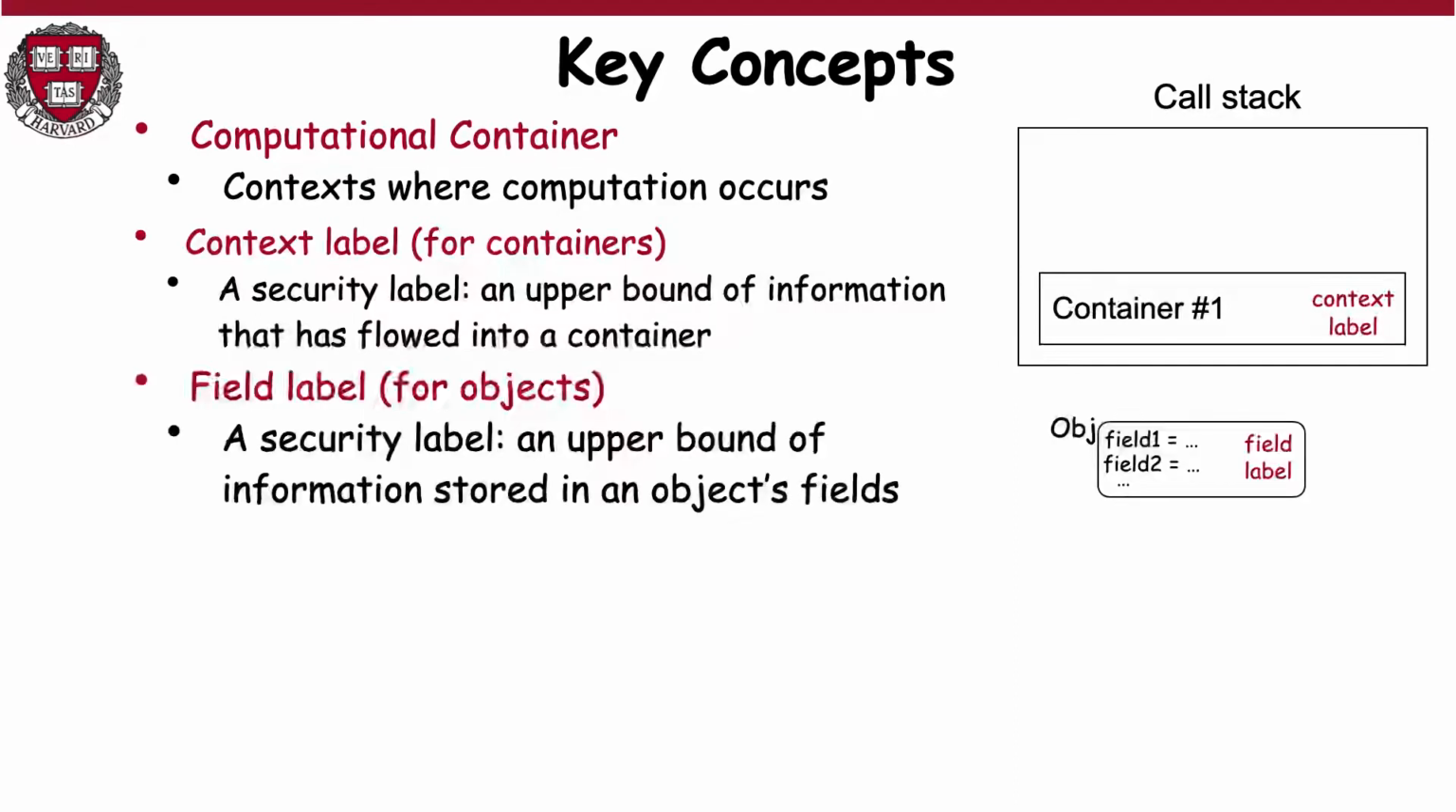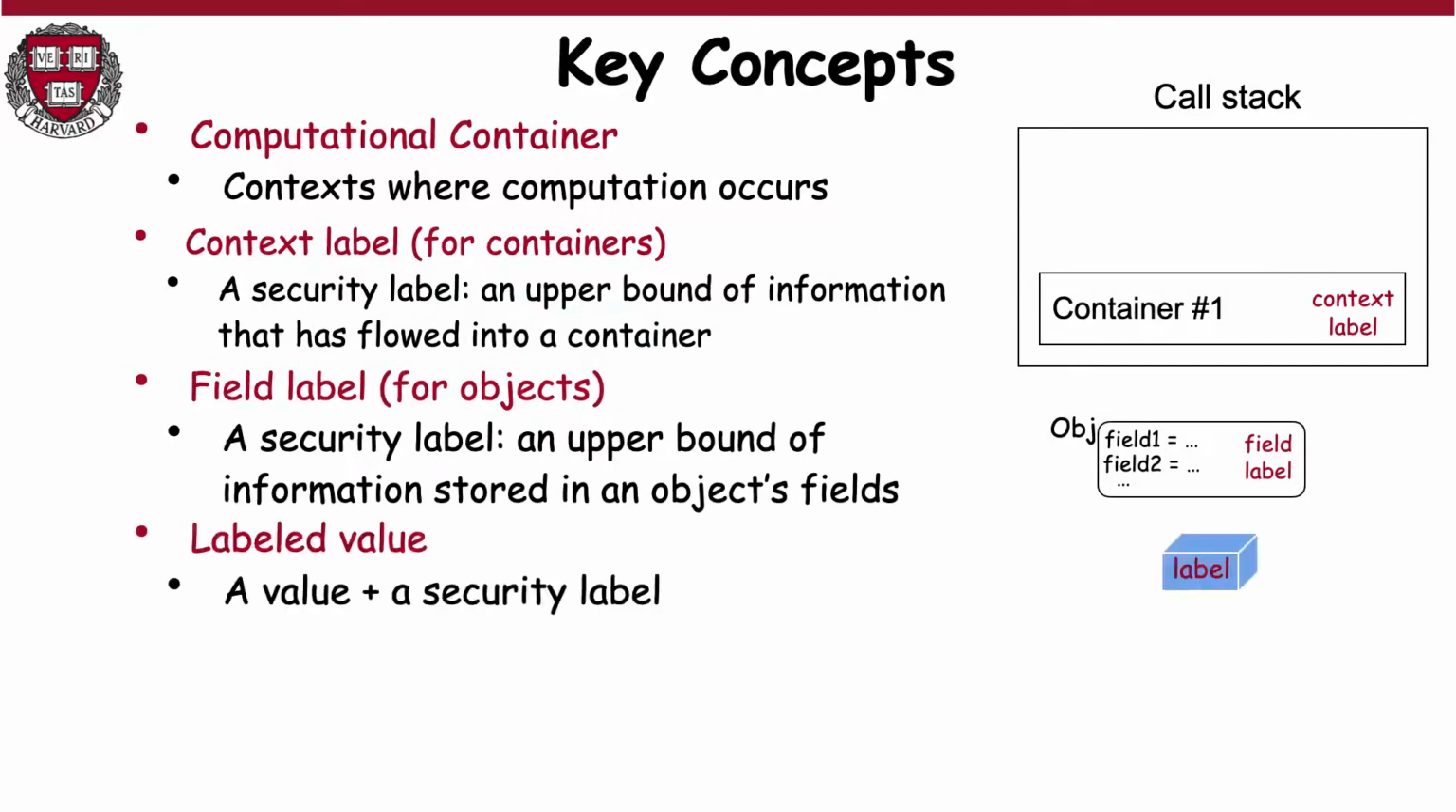The third concept is field label, designed for objects. Every object has a field label that is an upper bound of the information stored in its fields. If an object's field label is L, when data is read from a field of the object, it is treated as information with label L. Field labels of objects do not automatically float upwards. In CoreInflow, programmers can use a special operator to read the field label of an object under a certain security condition.